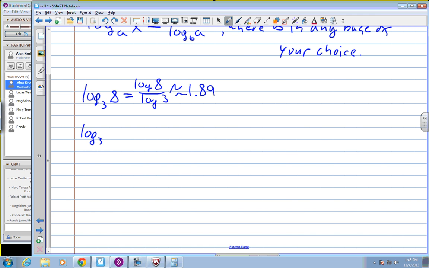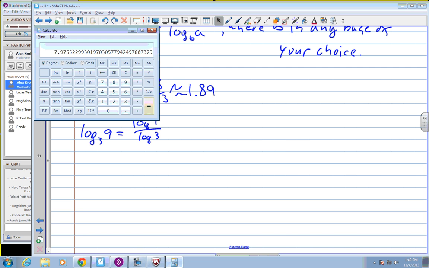Here we go. Log base 3 of 9. We know the answer, right? 2. But I can still do that. I can still do change of base. That would be log of 9 over log of 3. So if I plug in log of 9, I'll get an ugly number. But if I divide that number by log of 3, the answer will come out to be 2. Because, as expected, we knew the answer is going to be 2. Is that what you were asking?